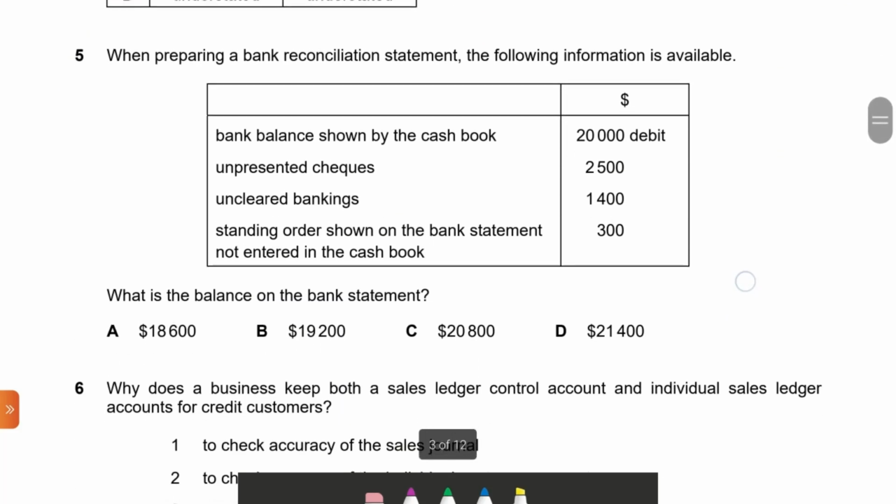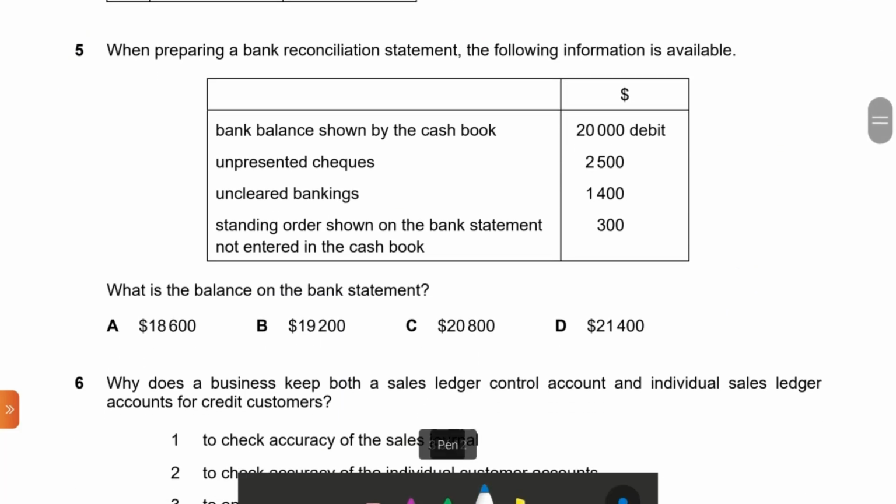Question number 5. When preparing a bank reconciliation statement, the following information is available: bank balance, unpresented cheque, uncleared banking, standing order. What is the balance on the bank statement? They are asking for the balance on the bank statement.